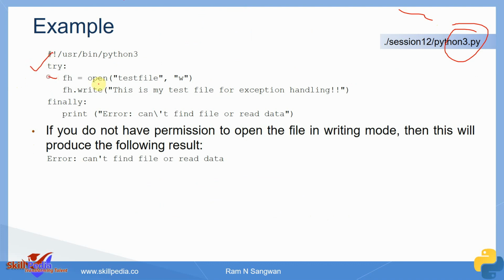Try: fh opens the test file in write mode. Display the message, write this content to the file, and finally print the error, can't find file or read data. So whether the content is written to the file or not, this message will always be displayed. If you do not have permissions to open the file in write mode, this will produce the result, can't find file or read data. Even after the content is written to the file, this code will be executed.